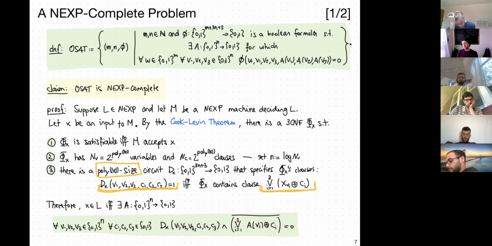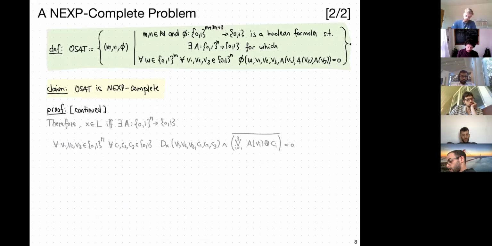In the meanwhile, Morgan is asking, why is it called OSAT? It's called OSAT because the explicit name is Oracle SAT, and one can maybe think about this as an oracle to the function. But honestly, I'm not that crazy about this name. I think maybe succinct SAT or succinctly represented SAT would have been a better name. Okay, so stop me at any time if you have questions.